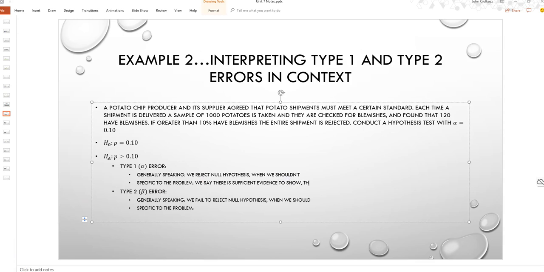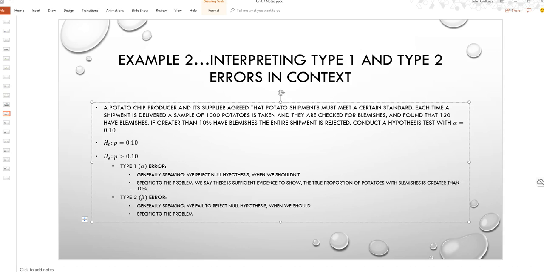to show. We're talking about proportions, so the true proportion of, and now this time we're talking about potatoes with blemishes, so the true proportion of potatoes with blemishes is greater than 10%, when actually it's not. So again, we say there is sufficient evidence to show that the true proportion of potatoes with blemishes is greater than 10%, when actually it's not. So in this scenario, it just so happened that that sample of 1,000 potatoes we took was not really representative of the whole thing. So we rejected that whole shipment.